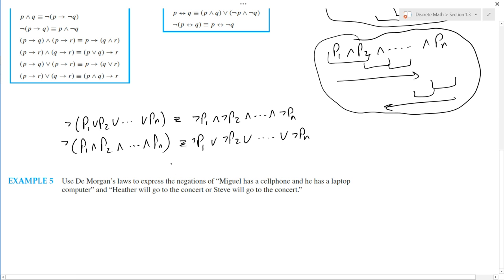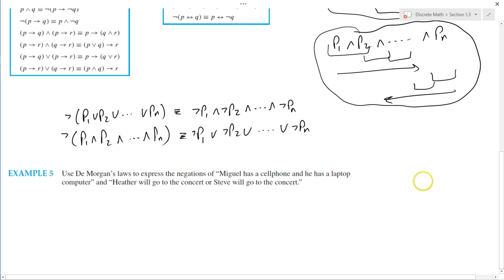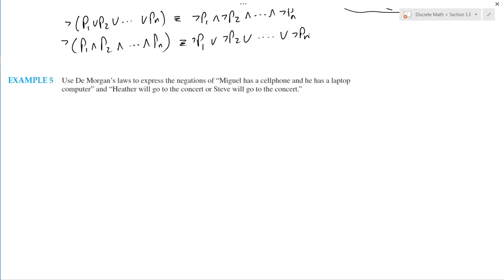Well, going a step further, let's look at example number 5. Example number 5 says, use the De Morgan Law to express the negation of these two statements. Statement number 1. The first statement says, Miguel has a cell phone and he has a laptop computer. Of course, we're going to come to the next statement later on, but let's cover the first one. So let's identify the different components.